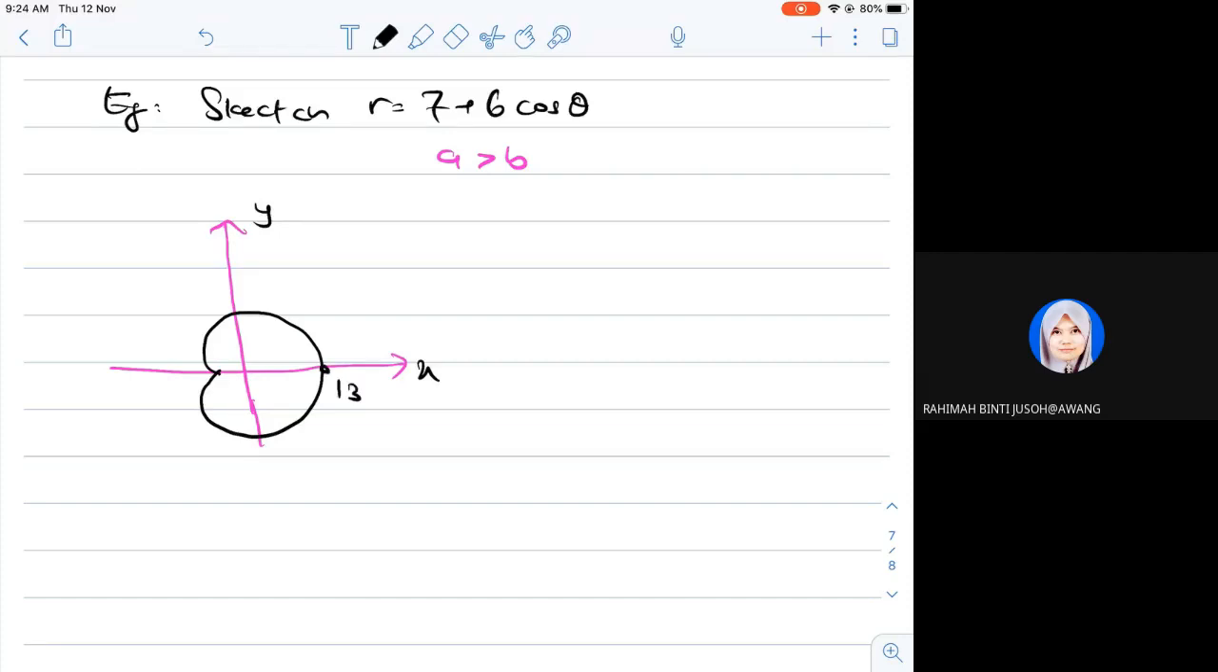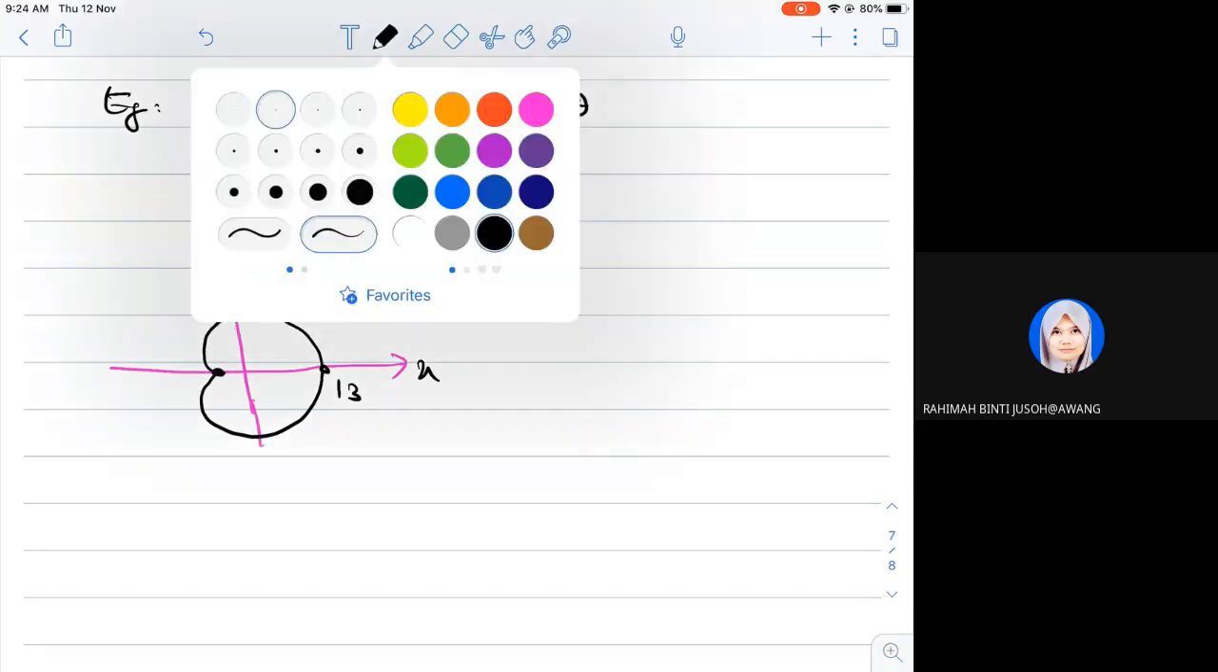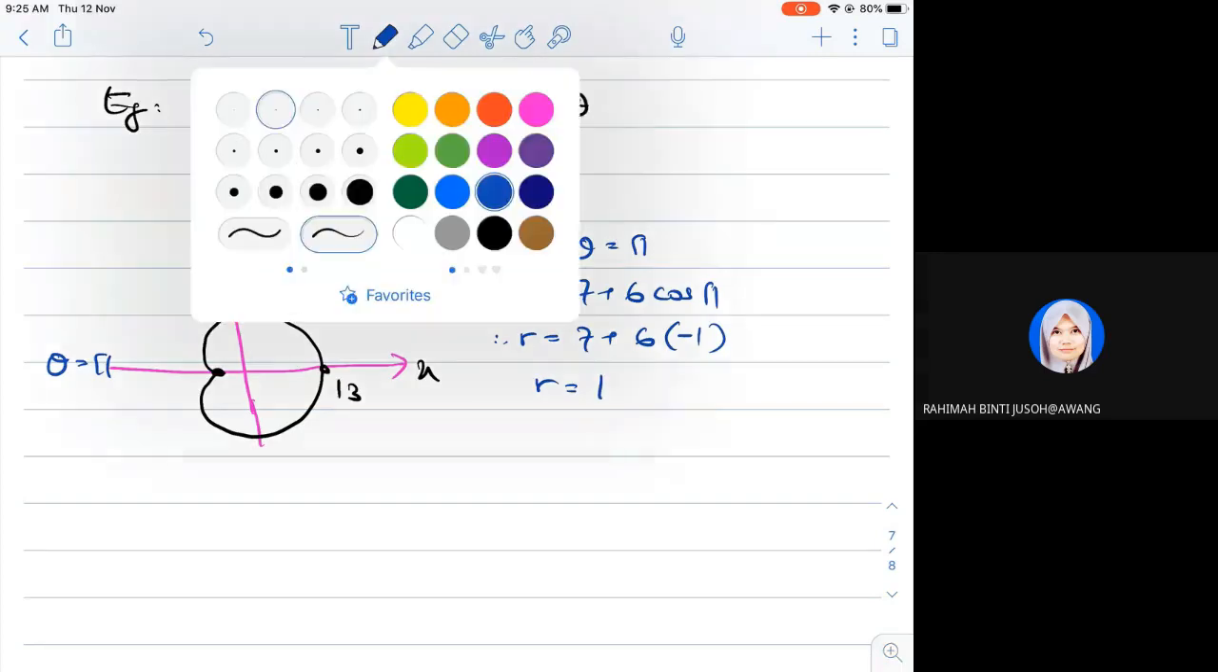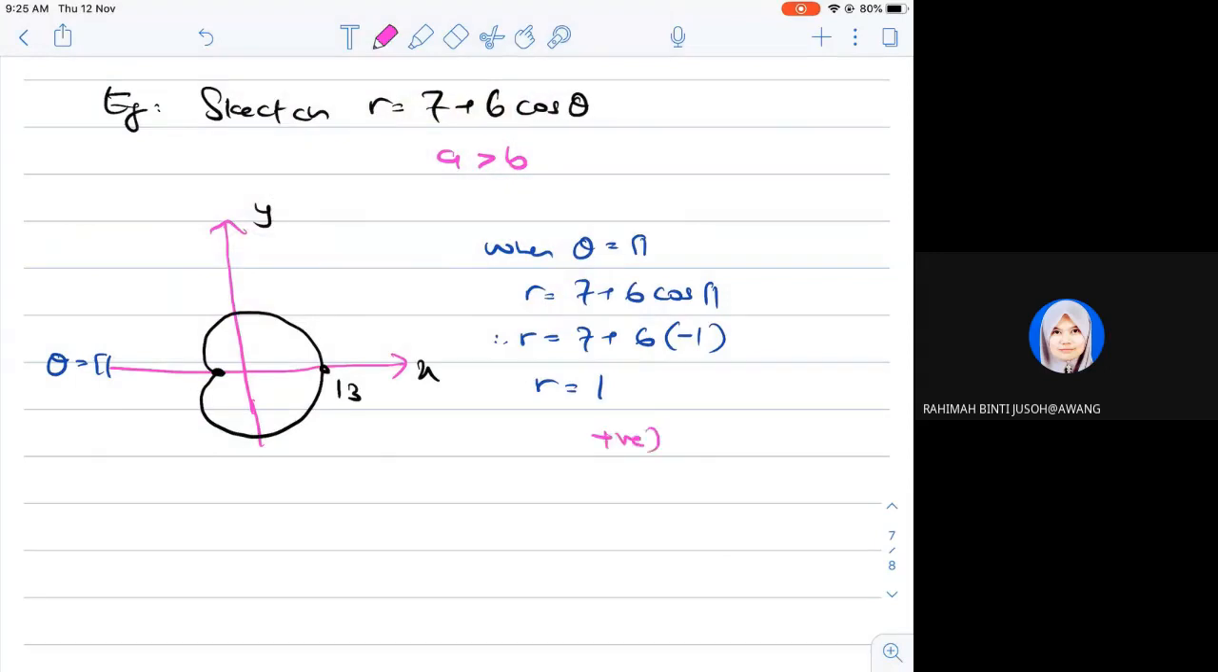Right now, what's the value here? Okay, again, the same concept. We need to substitute theta equals to pi. Okay, so when theta equals to pi, we have r equals to 7 plus 6 cos pi. Okay, so r equals to 7 plus 6 times -1. So r equals to 7 minus 6 is 1. See? The value here is positive. Okay, positive. Which means that this radius is located at theta equals to pi.